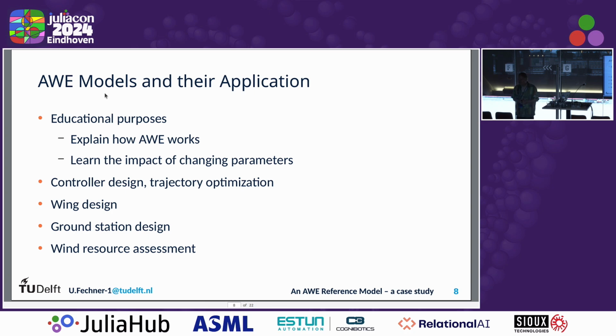So why do we need airborne wind energy system models? Well, I work at the university, so I like teaching, so for educational purposes, of course, to explain to people how airborne wind energy works, and so that students can learn the impact of changing parameters. But then we need controllers, and it's not easy to develop such a controller. We want to have optimal control. We want to have trajectory optimization. We want to be able to test what happens if you have strange wind profiles.